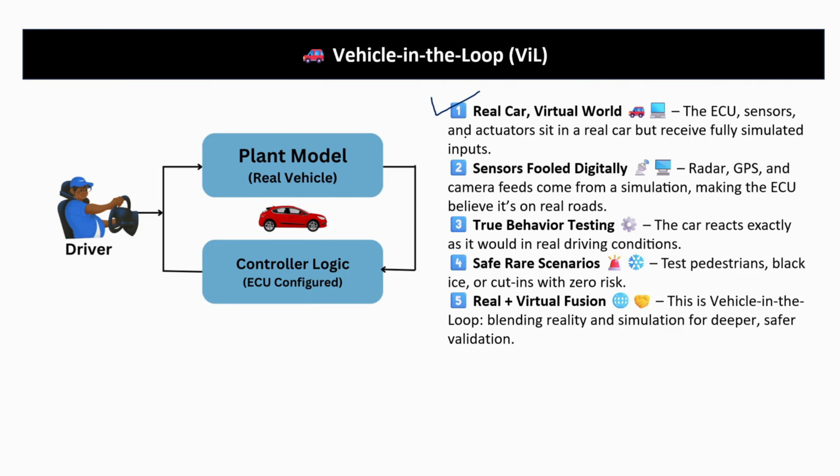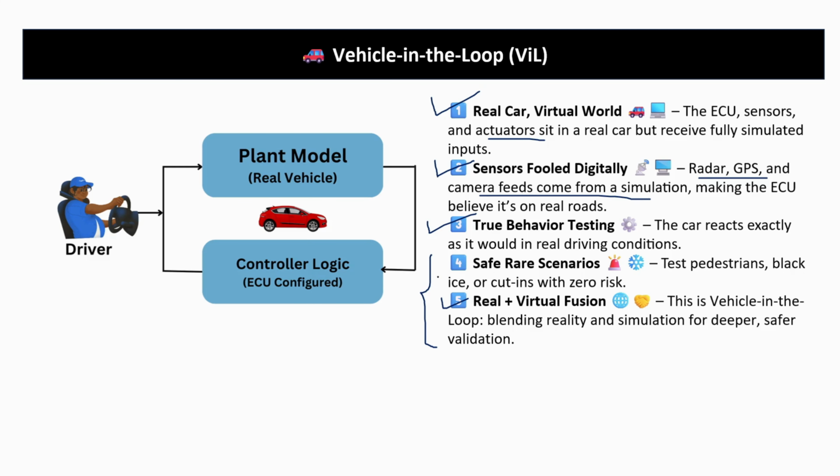Imagine your test car parked in a lab or on a test track. Inside that car sits the same ECU, sensors, and actuators that will go into production. But instead of driving on real roads, the inputs to those sensors, like radar echoes, GPS signals, or camera feeds, come from a simulation computer. So the ECU thinks it's driving through a real environment, while in reality, everything around it is being fed digitally. This is the vehicle in the loop concept, a controlled fusion of real and virtual worlds.